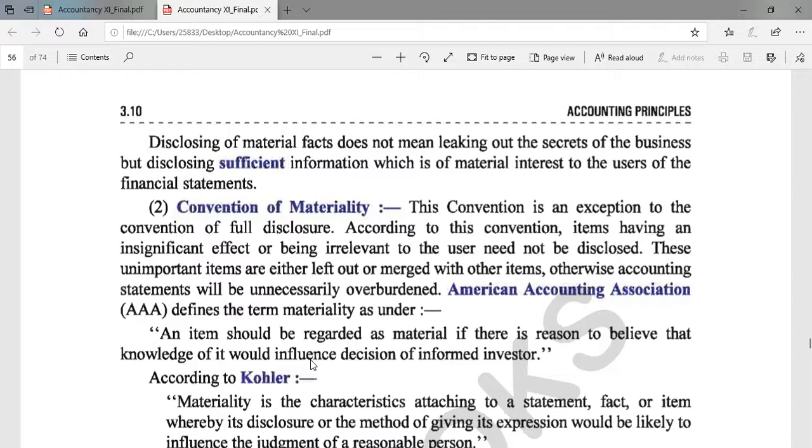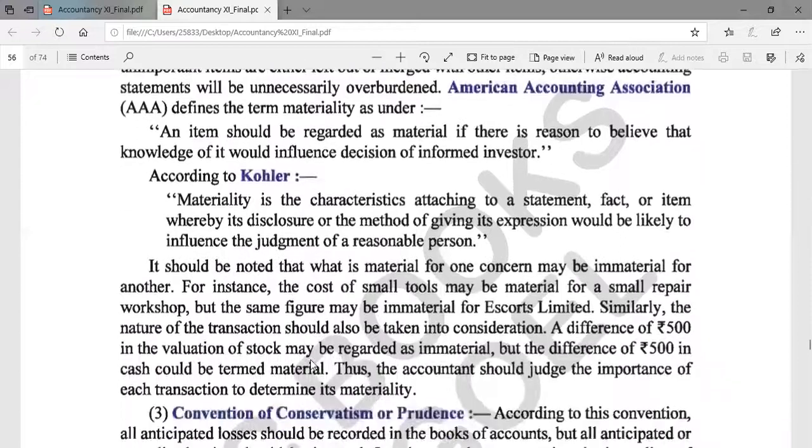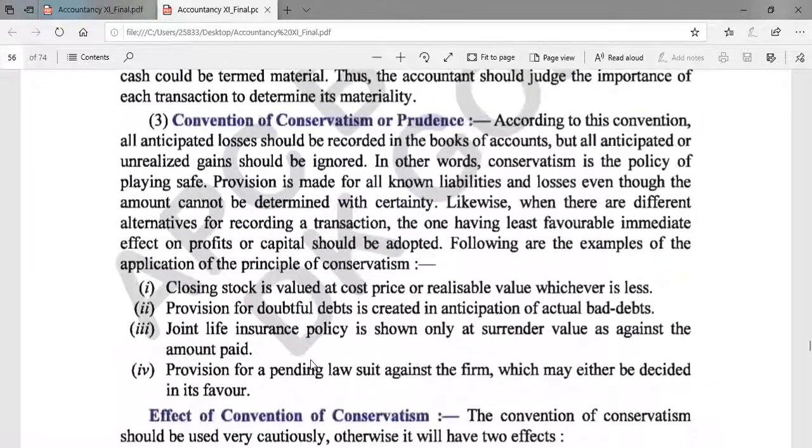And right, so this is why it is called materiality. Materiality means what is relevant, what is important to us should be disclosed, and what is not so important, what is irrelevant, or what is not that material enough should be ignored. Okay, next is the last convention that we have for today, and that is the convention of conservatism or prudence, right?